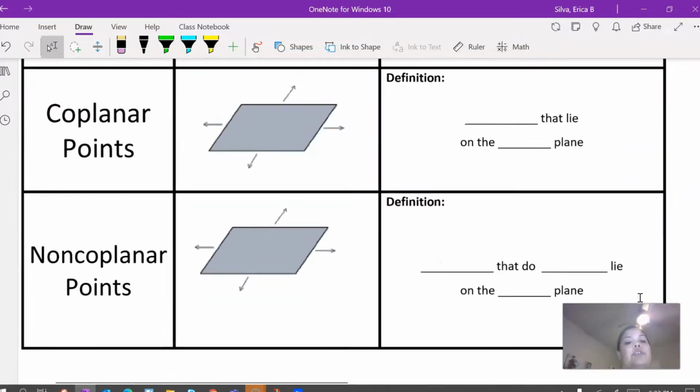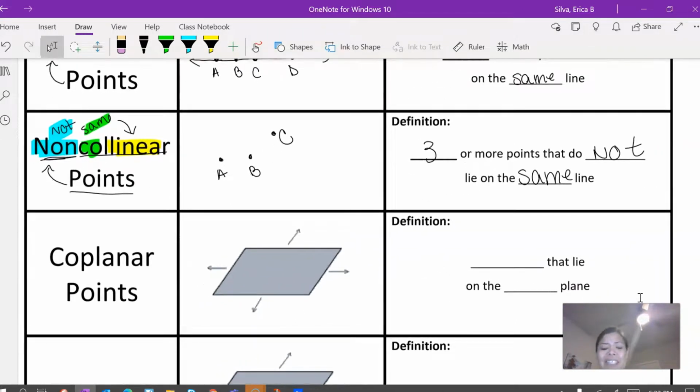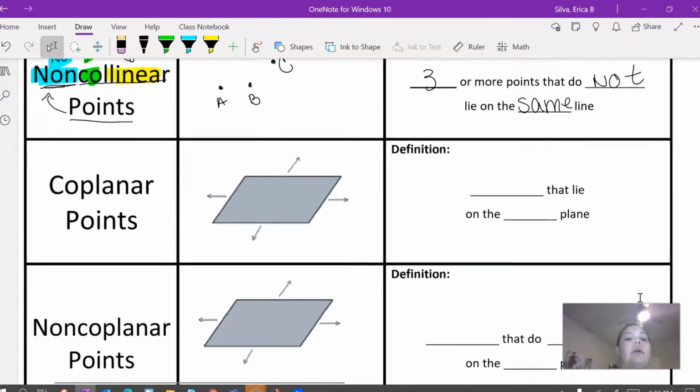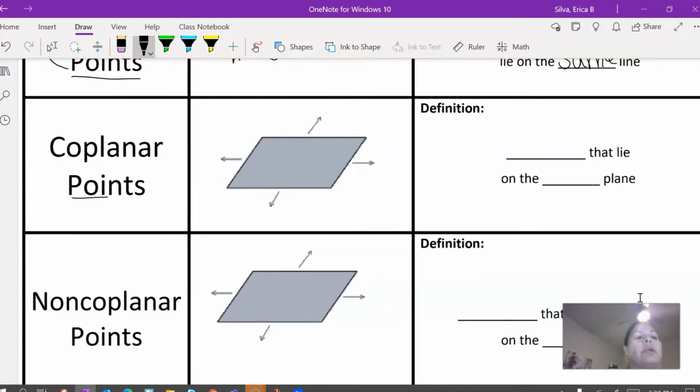All right, let's go on to coplanar. Notice how collinear and coplanar are kind of the same. They look the same, except one has plane on it, the other one has linear on it. So in this case, when we're talking about coplanar points, we're talking about points on the same plane. So it's my points that lie on the same plane.